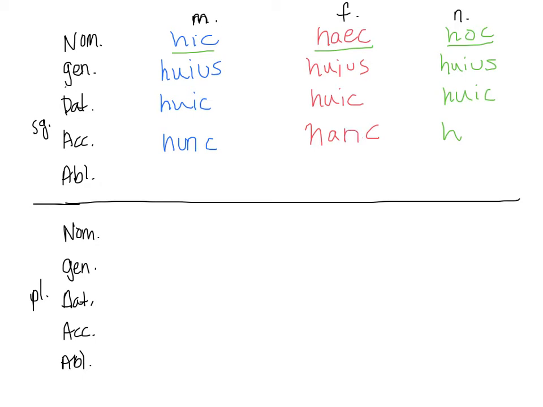And then remember that in the neuter, we're always matching the nominative and the accusative. So we'll have hawk. Into the ablative, we're going to have hoke. So a long O and then a C.